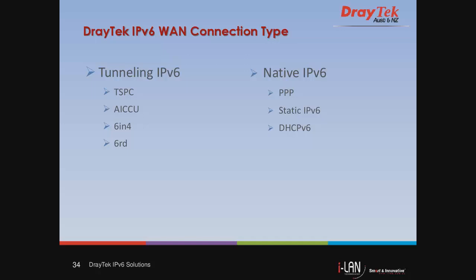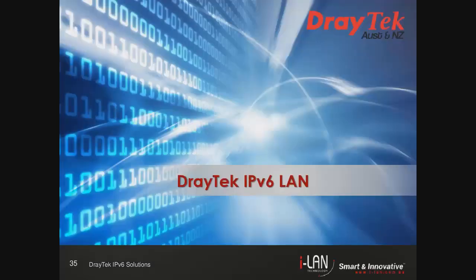If native IPv6 is not possible to get from your RSP, then we can use tunneling IPv6. Tunneling IPv6 requires us to sign up for a tunnel broker. The tunnel broker will encapsulate the IPv6 packet by adding an IPv4 header to the IPv6 packet, or by mapping an IPv6 address to an IPv4 address to an IPv6 address.